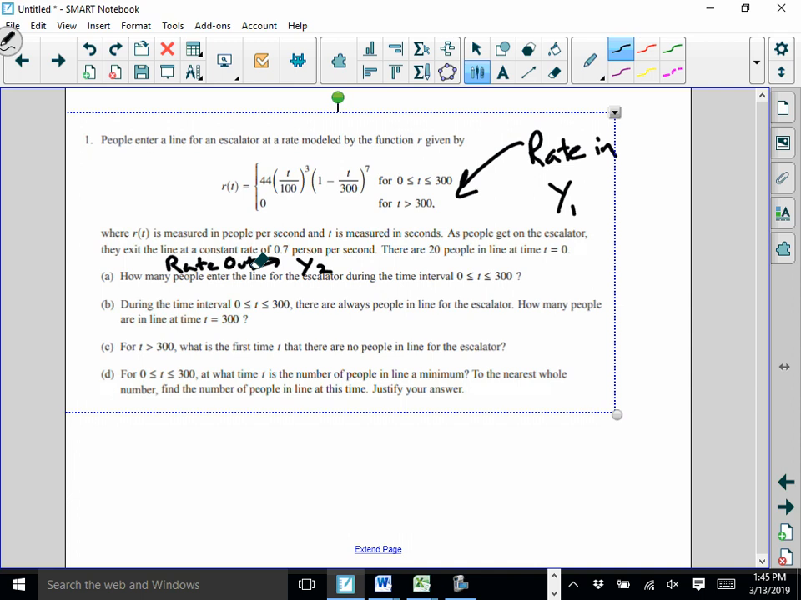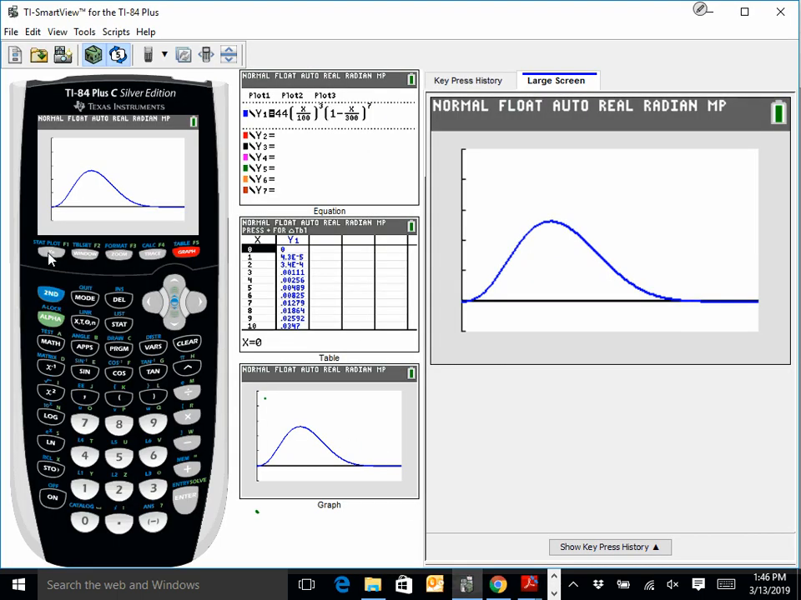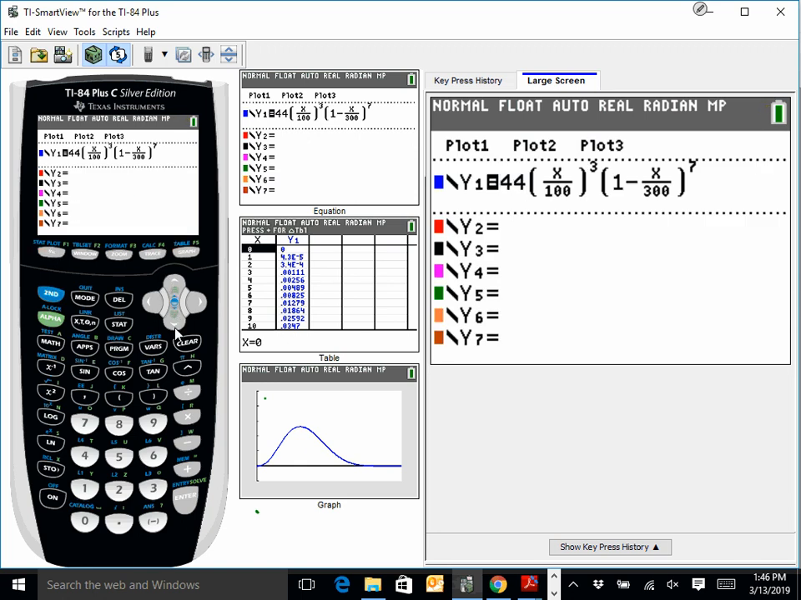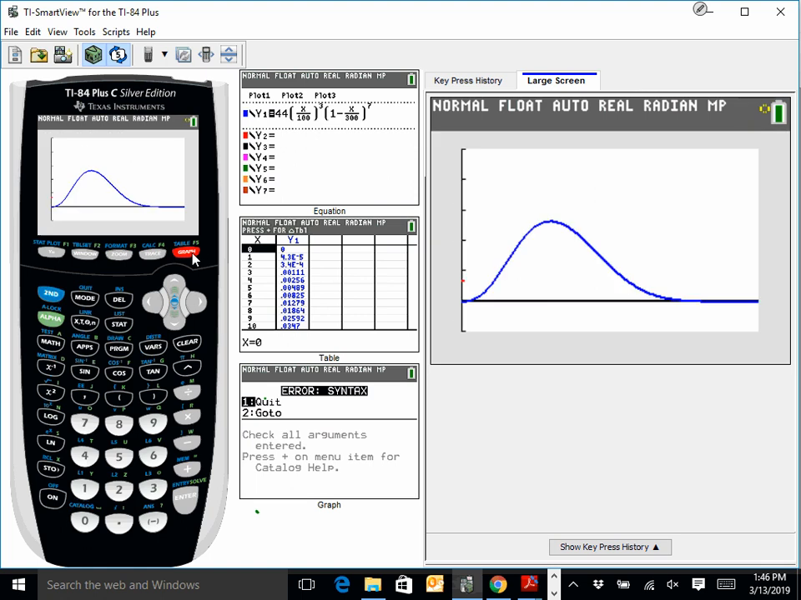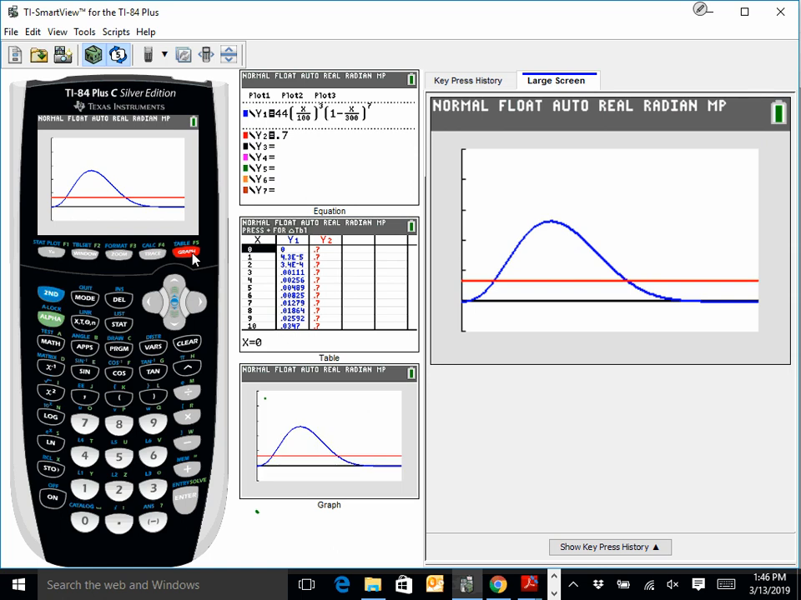So going back to my calculator here, I'm going to graph to see what it looks like. Okay, so there's my rate out. What I notice is right when we start, the rate out is bigger than the rate in. Then at that intersection, my rate in becomes bigger than my rate out. After that second intersection, rate out again is bigger than rate in. So right away by looking at this, I can kind of anticipate some things coming.